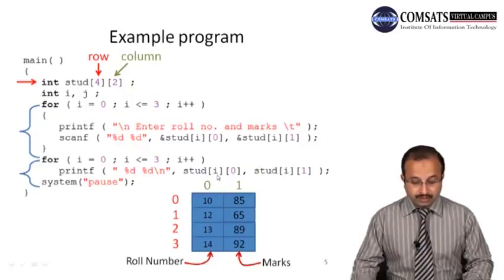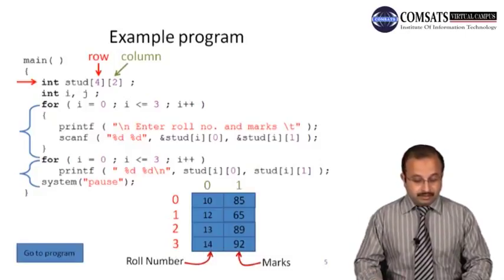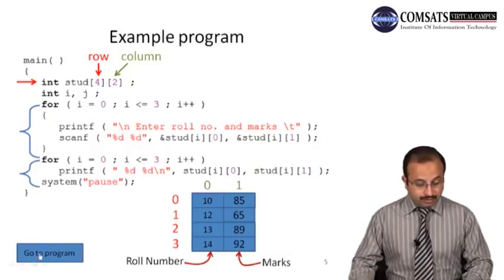Now the first time, when the value of I is 0, stud00 and stud01 elements will be printed on the screen, and these are 10 and 85. Then the value of I becomes 1, and 12 and 65 will be printed. The value of I becomes 2, 13 and 89 will be printed, and then the value of I becomes 3, and 14 and 92 will be printed on the screen. Right? Now let's go and see the program.